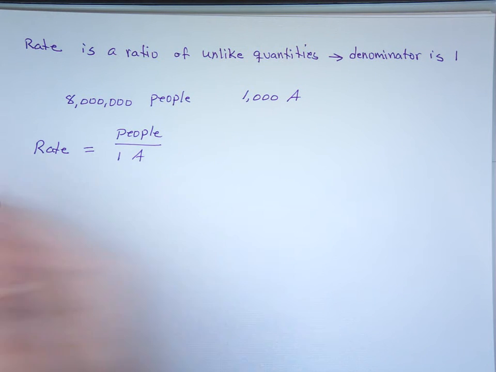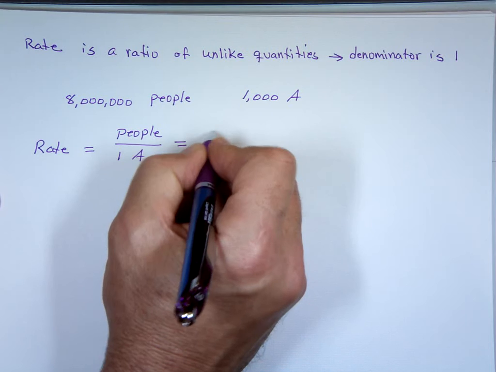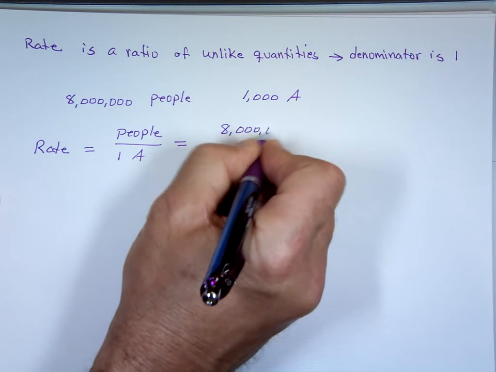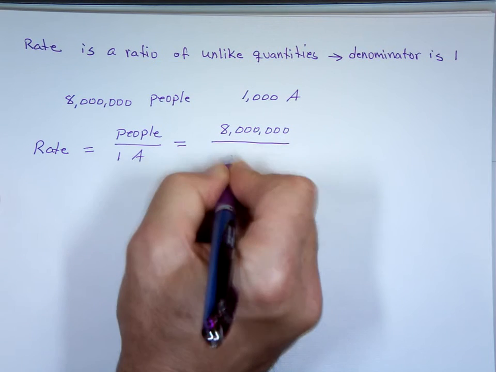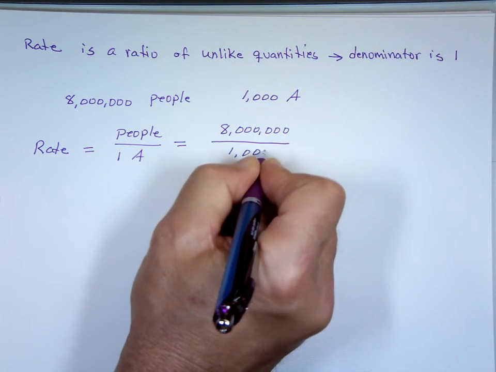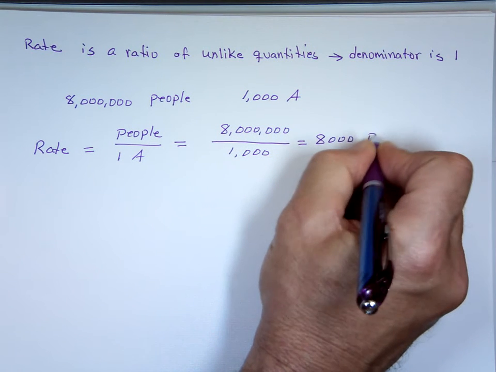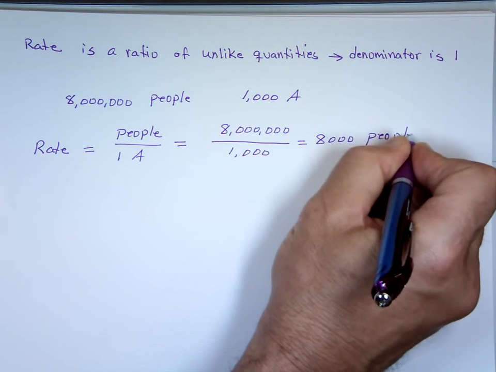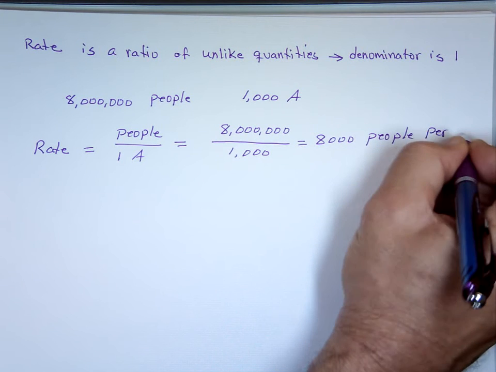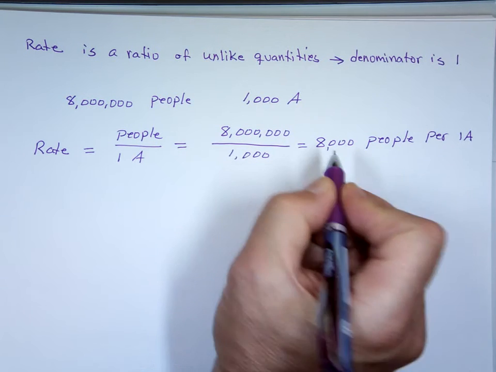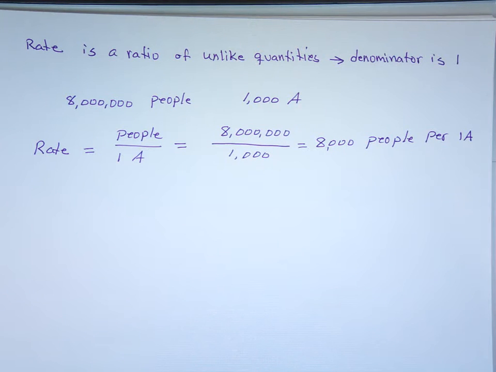So we change that to a proportion or a ratio, 8,000 divided by 1,000. So it says there's 8,000 people per acre, per 1 acre. That's what the rate is. An average in New York City is 8,000 people every acre of land.